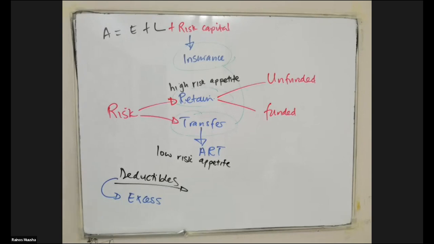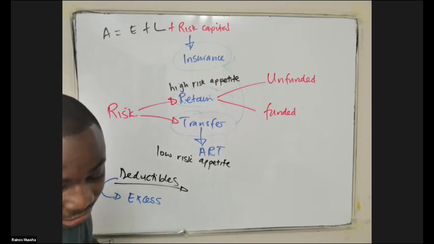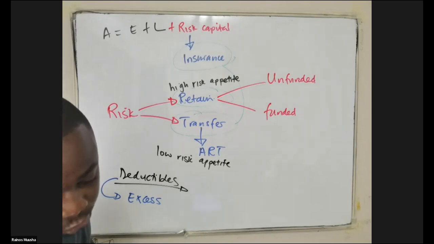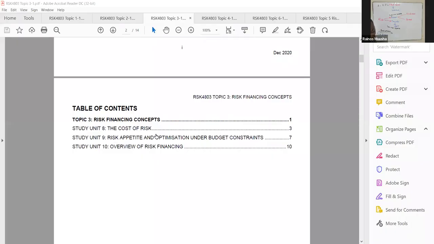This is where we are saying that you are trying to have a balance between risk appetite and optimization under budget constraints. Because under budgetary constraints, remember we said the higher the excess, the lower the premiums. The reason you might end up choosing the higher excess amount is mainly that you might not be able to afford the amount needed if you go the more comprehensive insurance route.